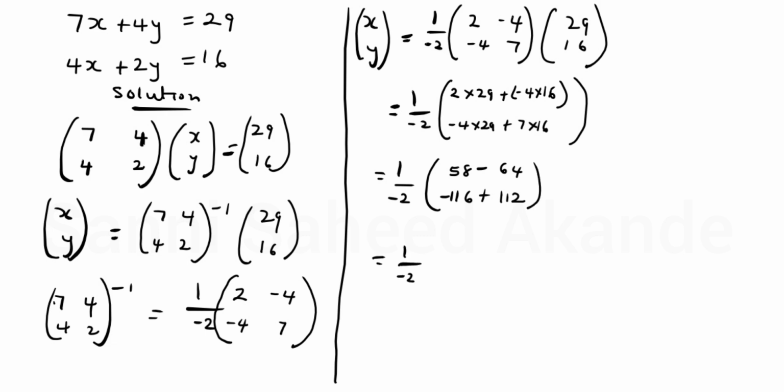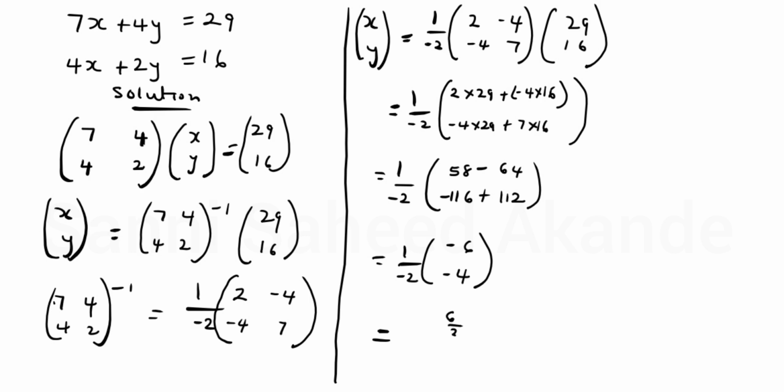58 minus 64 is -6. Then 1 minus 116 plus 12, that is -4. Okay, if you multiply this, we now have 1 divided by -2 times -6. Minus times minus will give us plus. Then we have 6 over 2.